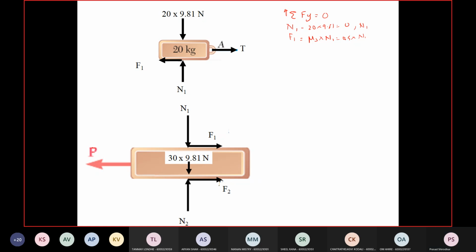N1 is 196.2. Correct, 196.2, and F1 is 78.48 newtons. Okay. All right, now let's do the same for the first case where the cable is attached. So let's do the FBD for the second block. For the second block, summation Fy is equal to 0, upwards positive.